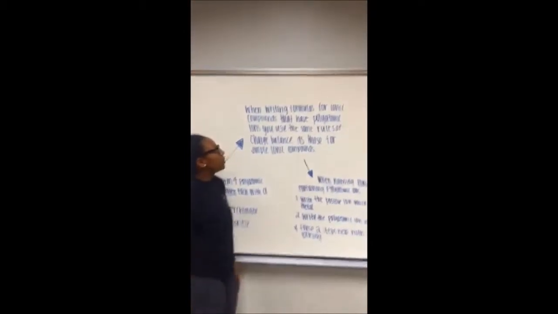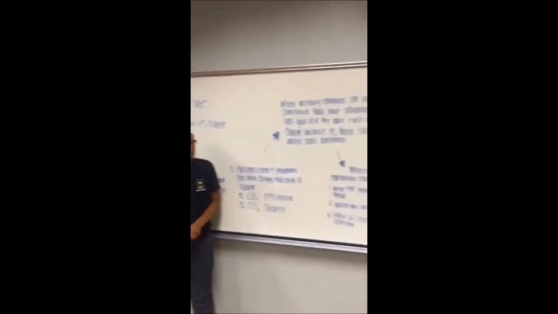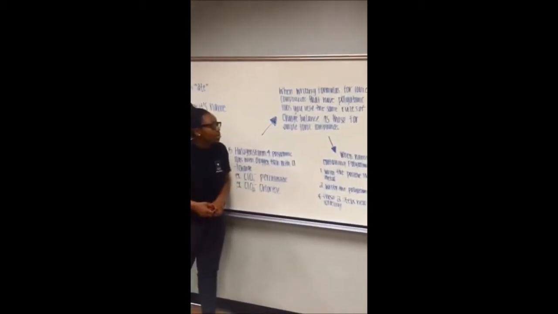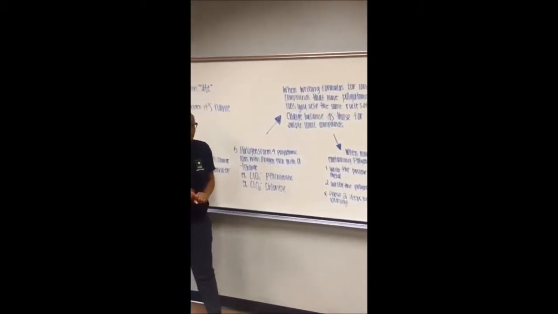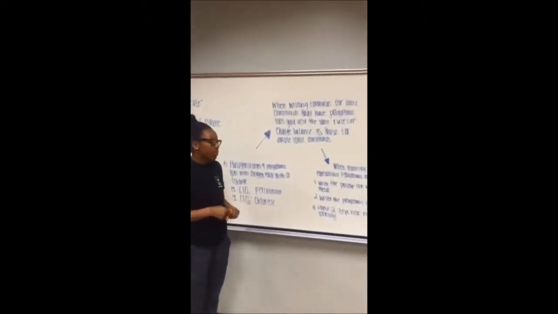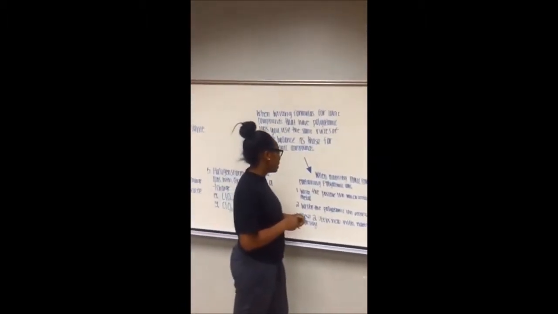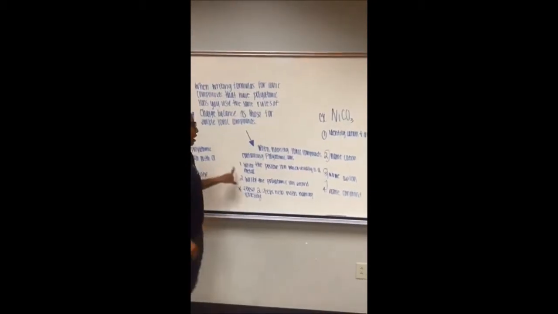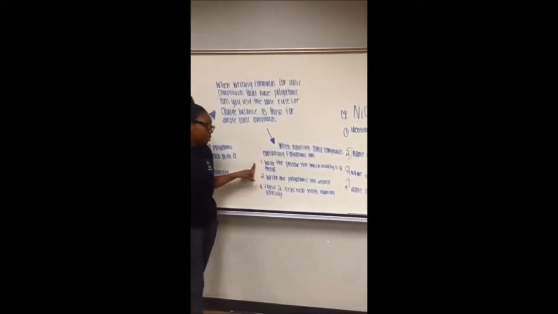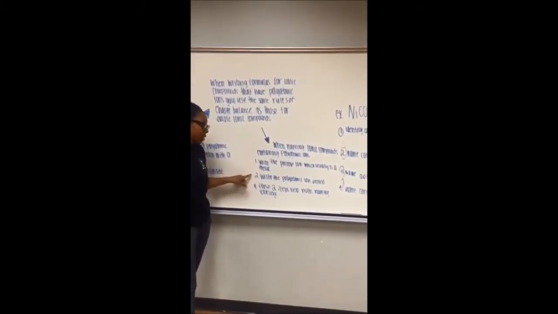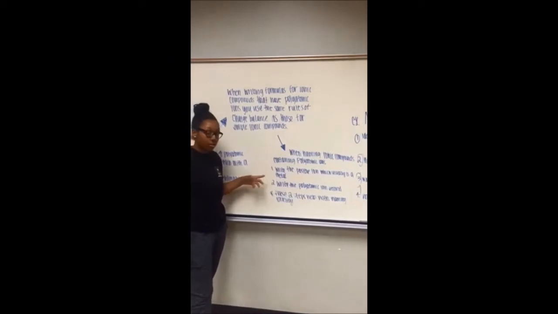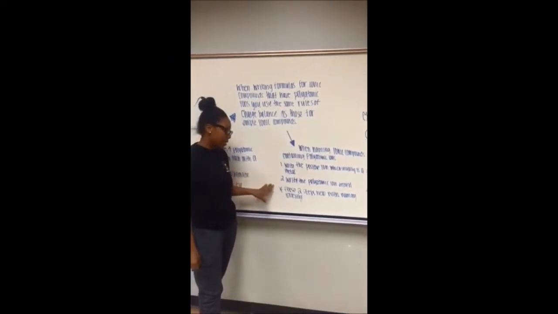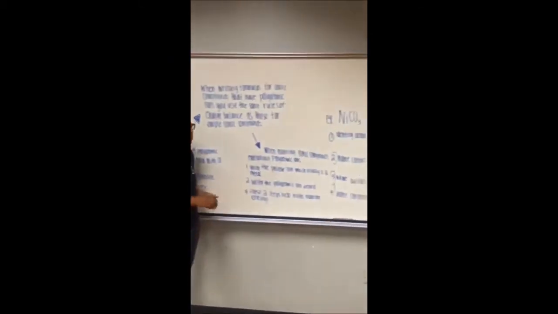When writing formulas for ionic compounds that have polyatomic ions, you use the same rules of charge balance as those for simple ionic compounds. When naming ionic compounds containing polyatomic ions, write the positive ion, which usually is a metal, first, and then write the polyatomic ion second. These two steps will help you make sure that you're naming it correctly.